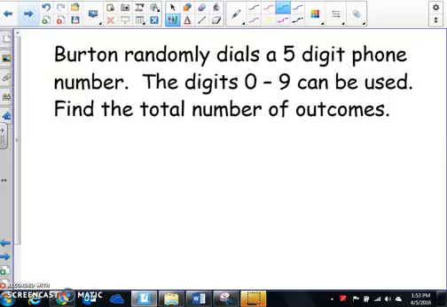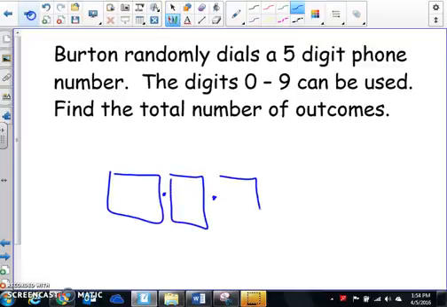Alrighty, Burton randomly dials a 5-digit phone number. So I guess we're like in England or something, I don't know. The digits 0 through 9 can be used. Find the total number of outcomes. All right, so this is 5 digits. So 1 times 2 times 3 times 4 times 5.